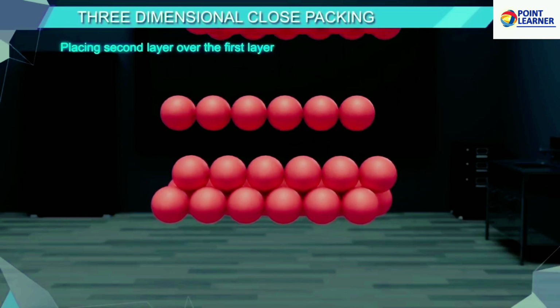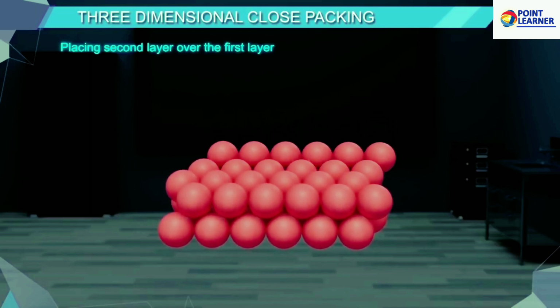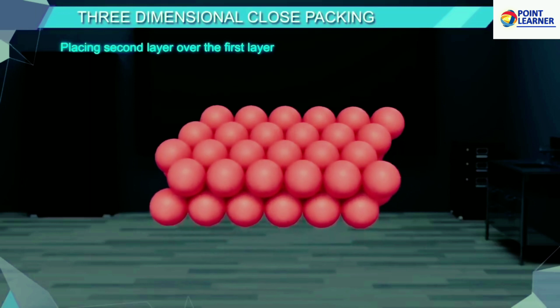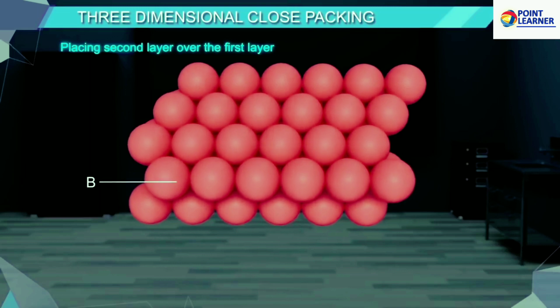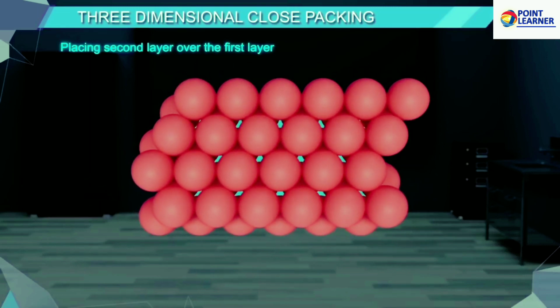As the spheres of the second layer are aligned differently as compared to the first layer, let us call this layer B-type. On observing, we will notice that not all the triangular voids of the first layer are covered by the spheres of the second layer. This gives rise to a different arrangement and different voids.